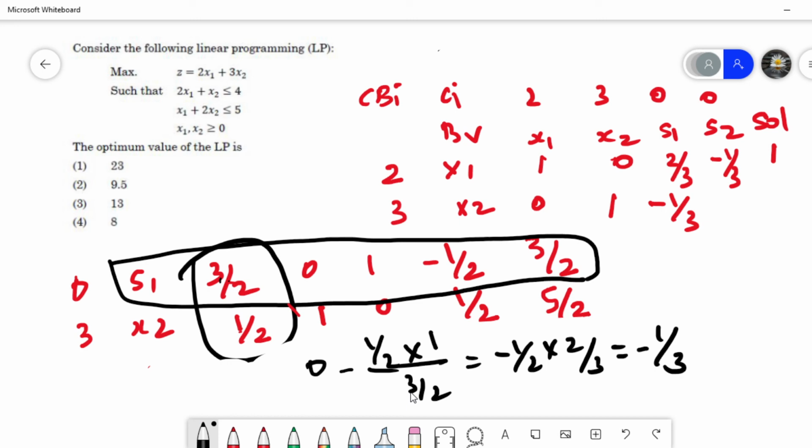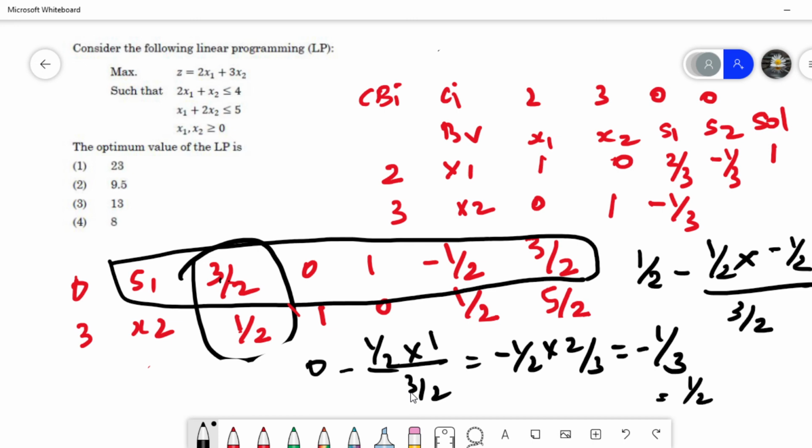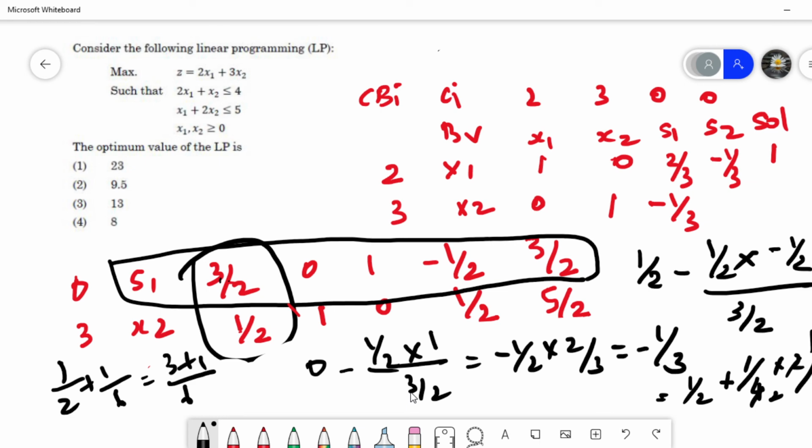So the next element is 1 by 2. The old value is 1 by 2. The corresponding key column value is 1 by 2. Then the corresponding key row value is minus 1 by 2, divided by the key element 3 by 2. So 1 by 2 minus, minus into minus plus, 1 by 4 into 2 by 3, that is 1 by 2 plus 1 by 6. So 1 by 2 plus 1 by 6 is 4 by 6, which is equal to 2 by 3.